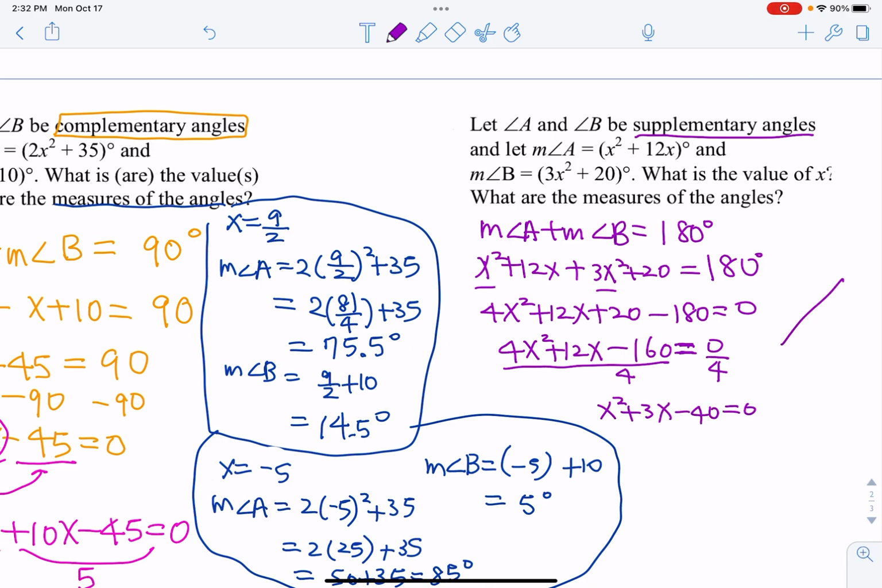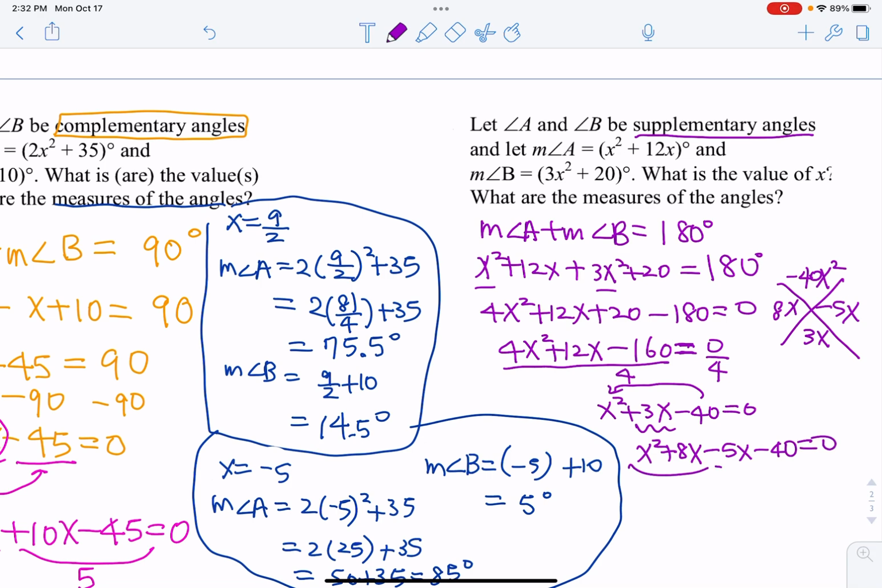And you have to find two factors that, when you multiply them together, give the first term and the third term multiplied together, negative 40x squared, and when you add them together give 3x. So 8 times 5 will be 40. 8x and negative 5x, when you multiply together, give negative 40x squared, and when you add them together, it will be 3x. So I can replace it with x squared plus 8x minus 5x minus 40 equal to 0.